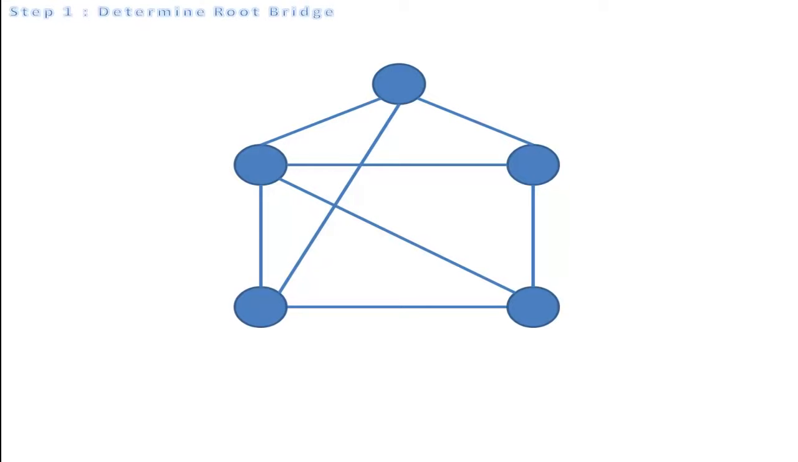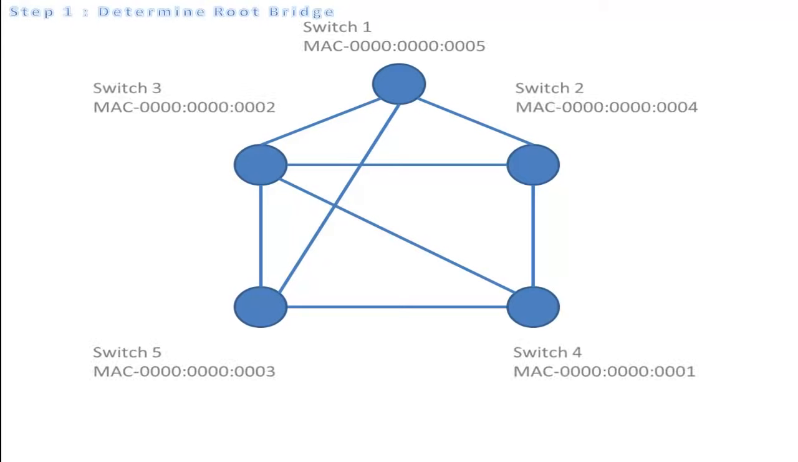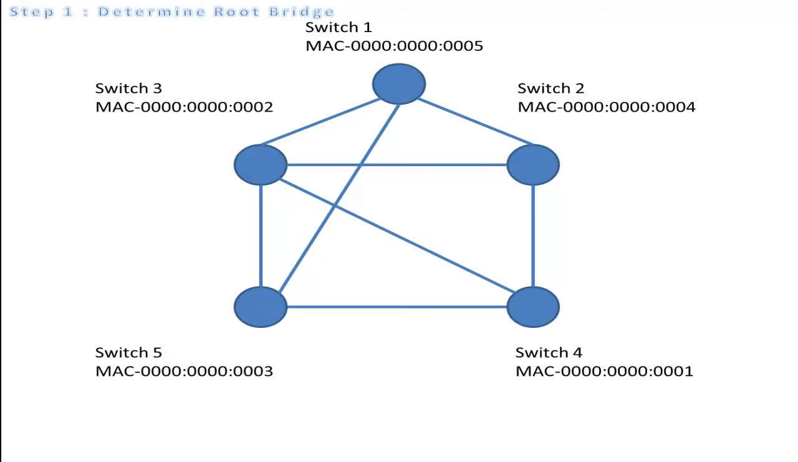Initially all the bridges will assume themselves to be the root bridge until they receive a BPDU with a lower bridge ID. In order to determine which switch is the root bridge, we find the switch with the smallest MAC address, or we may use bridge priority. In this example, we determine the root bridge by using the smallest MAC address, which switch 4 has. Thus switch 4 is the root bridge.